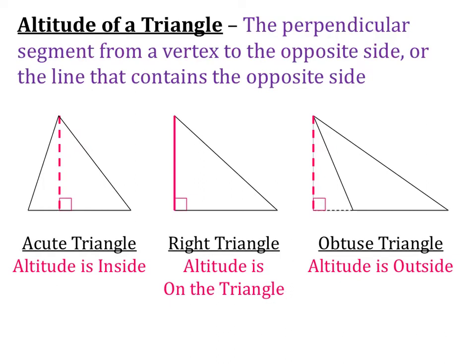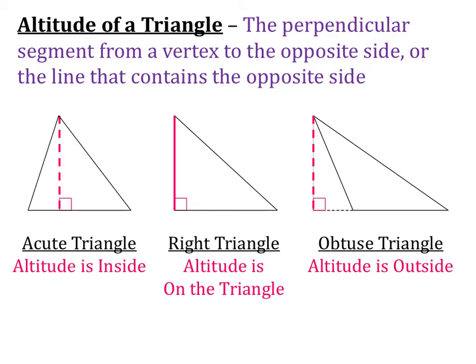Tonight we are also discussing altitudes of a triangle. The altitude of a triangle is the perpendicular segment from a vertex to the opposite side, or the line that contains the opposite side. So for example, if we have an acute triangle, then if I'm drawing in the altitude, it's going to go from the vertex down to the opposite side and make a right angle. And in acute triangles, you'll find that the altitude is always inside the triangle.